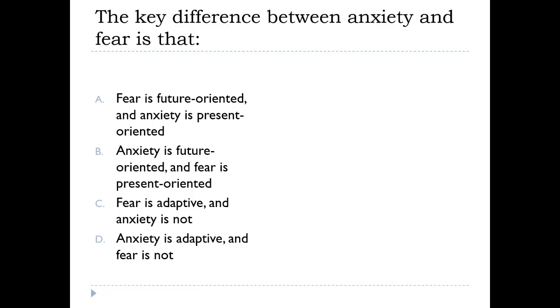The key difference between anxiety and fear is what? A, fear is future-oriented, while anxiety is present-oriented. B is the opposite: anxiety is future-oriented and fear is present-oriented. C, is it that fear is adaptive but anxiety is not? Or D, is it that anxiety is adaptive and fear is not? Take a minute to think about that. Maybe jot down your answer so you can test your own knowledge as we go through.